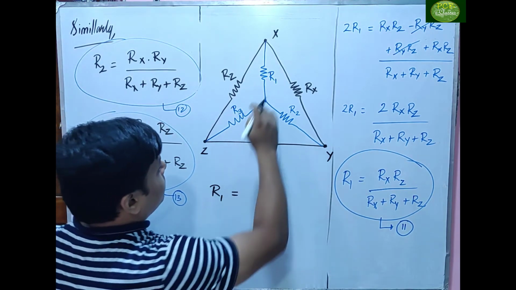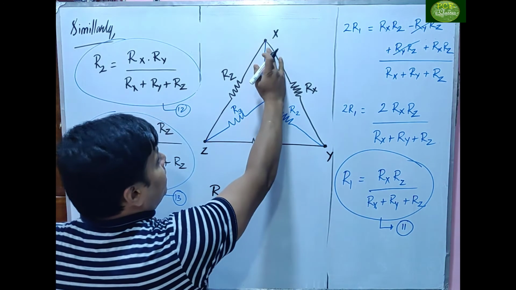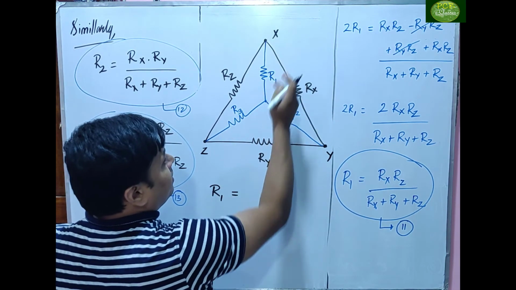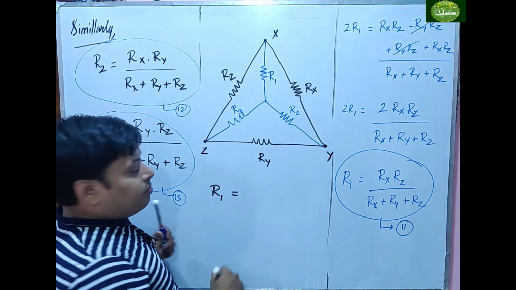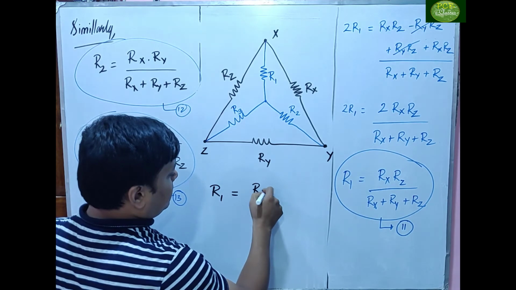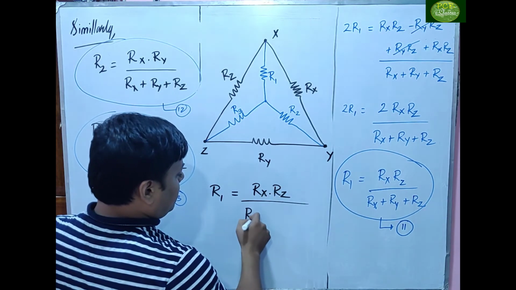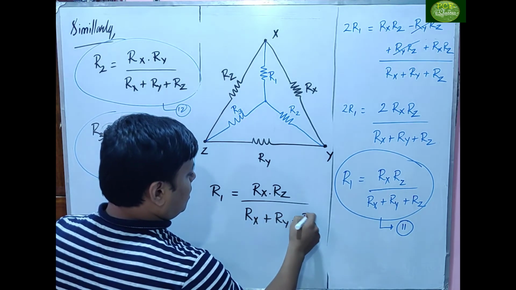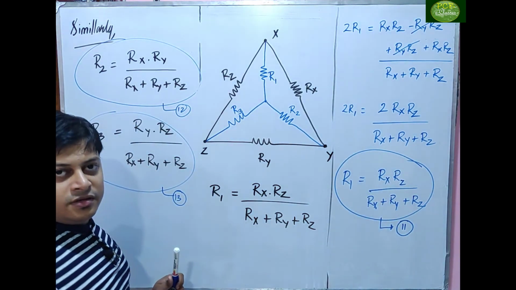R1 equals to, wherever it is connected, from that point how many vertices are coming of a triangle or the delta? Rx is coming, Rz is coming. So I will multiply it: Rx into Rz divided by Rx plus Ry plus Rz. Have I got this one?